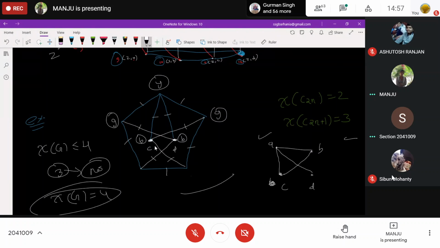Yes. Can I use yellow here? Yes. Can I use green for this vertex? No. Can I use black? No. Can I use yellow here? No, sir. So we will have to use another color for this vertex. Clear or not clear? Yes, sir. Let's suppose it's black.